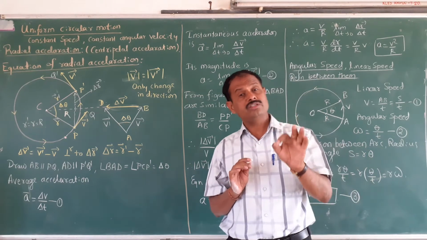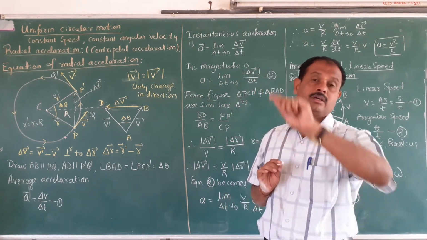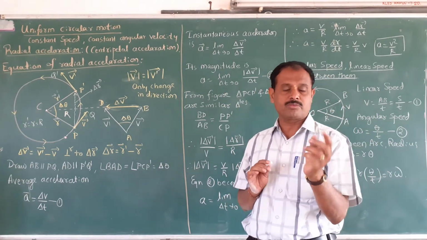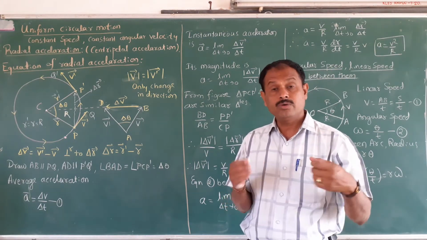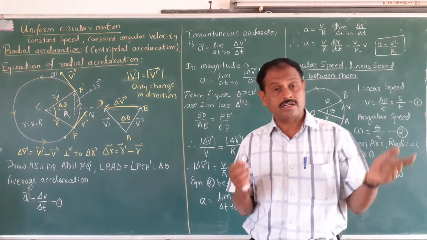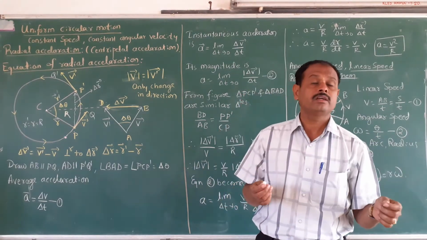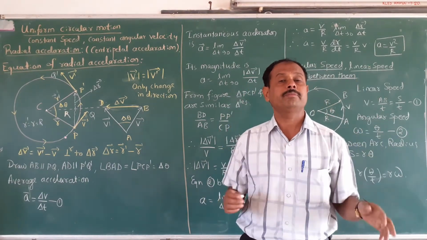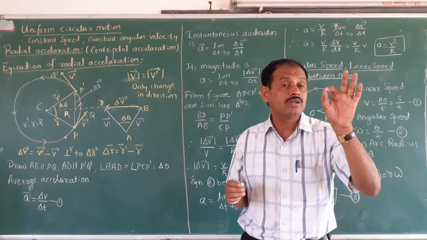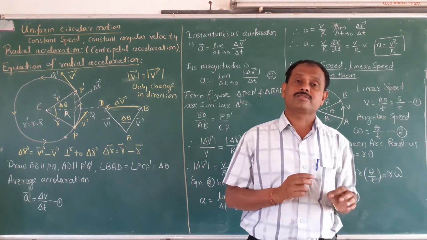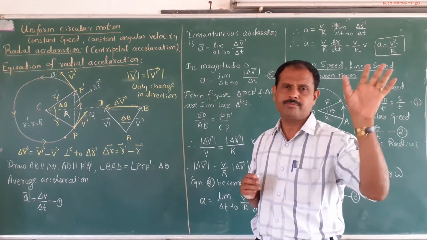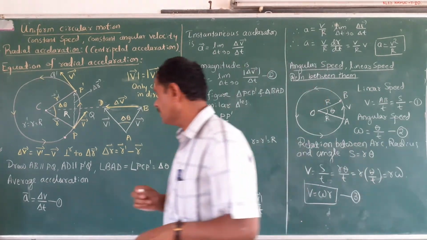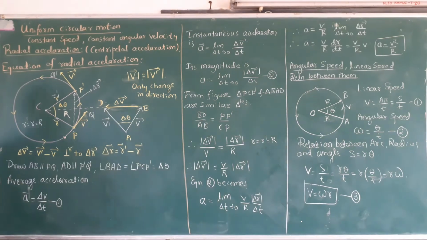Due to the change in the direction of the velocity, when a particle moves in uniform circular motion, acceleration is produced. How did you get the acceleration? Radial acceleration. It mainly depends upon the change in the direction of the velocity when the particle moves in uniform circular motion. This is a very, very important concept. Now, the change in the velocity.